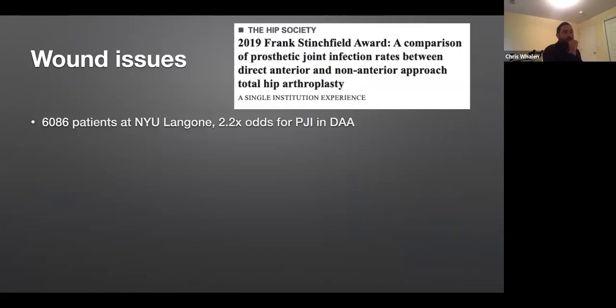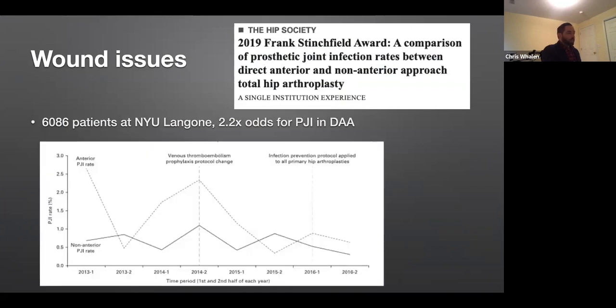The wound issues, I think this paper in particular certainly scared people. This was out of NYU, and they looked at all of their hips and found over 2 times higher risk of PJI, so infection, in the DA group. But when you look at their actual data, the anterior rate was sort of all over the map here. And so I think it's a little hard to extrapolate this single institution data. I think the registry data certainly does not show a higher risk of septic revisions in the anterior group. The only study that showed a difference actually was less in the anterior group. That was the Australian registry.